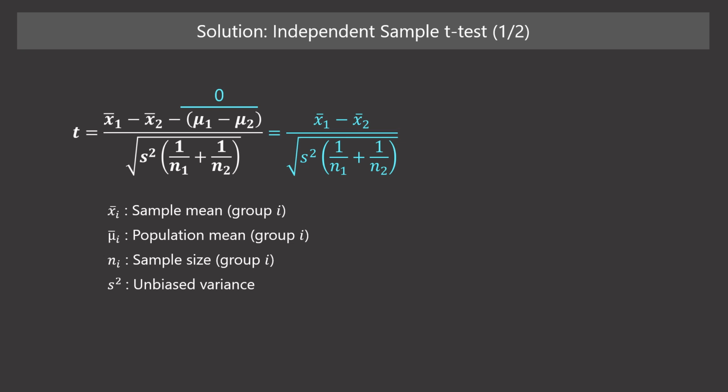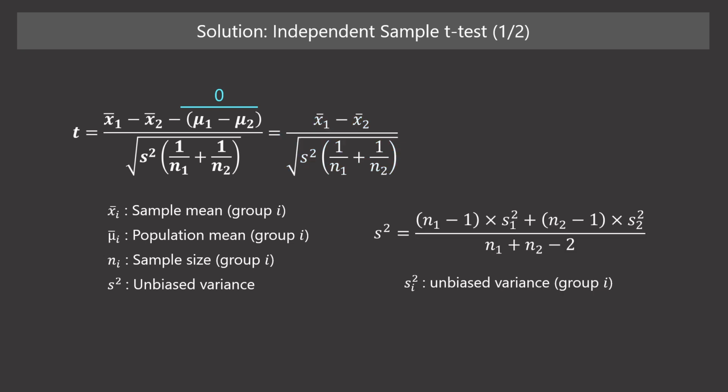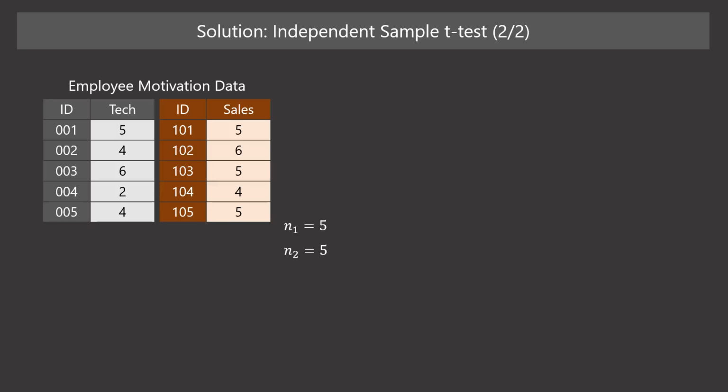The denominator contains unbiased variance. Here, the unbiased variance is a pooled variance, which combines the variances of the two groups. It can be computed in this way. For simplicity, suppose the survey result is this small dataset. It shows 5 employees' motivation score from the two departments.